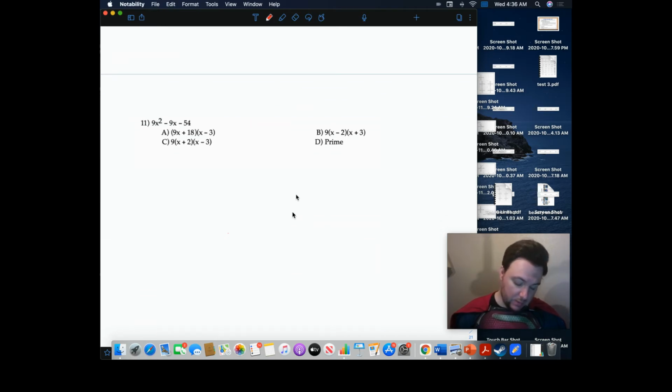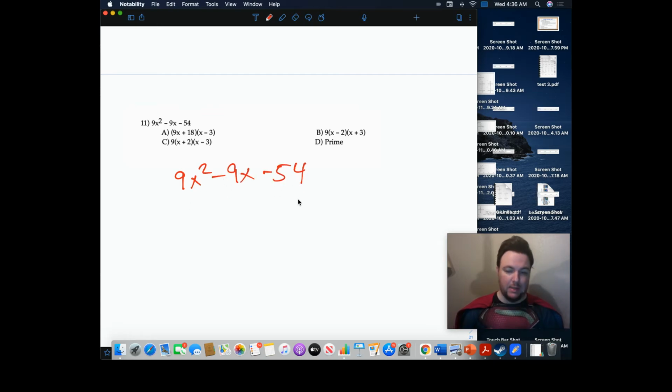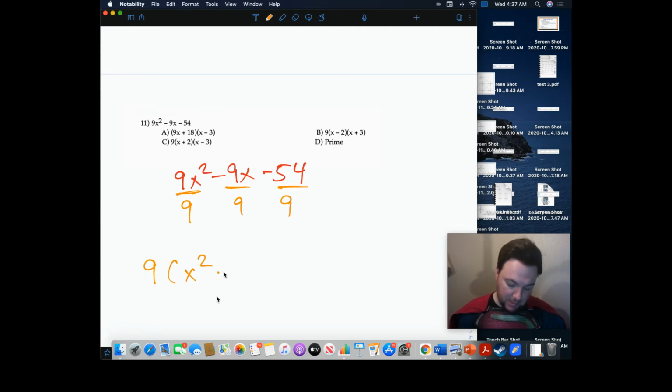Okay, this one's very important. So 9x squared minus 9x minus 54. When I was explaining these, we didn't talk too much about this fact, which is you actually always want to look and see, can I factor something out in common? Are 9, 9, and 54 all divisible by a value? In this case, they really are. They're all divisible by 9. So I'm going to factor out a 9, and it's going to leave me with x squared minus x minus 6. So that is an important first step.